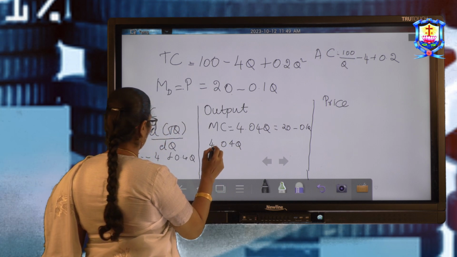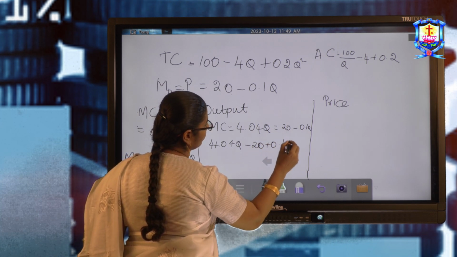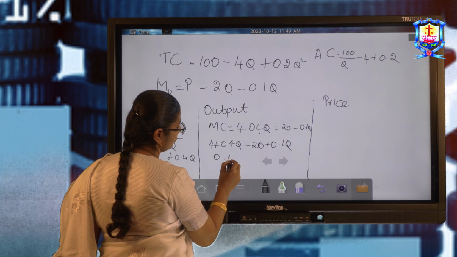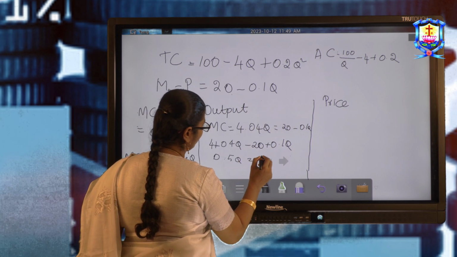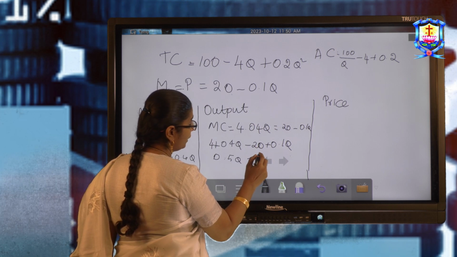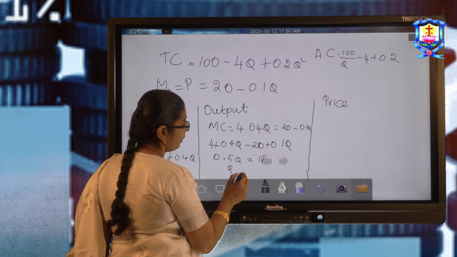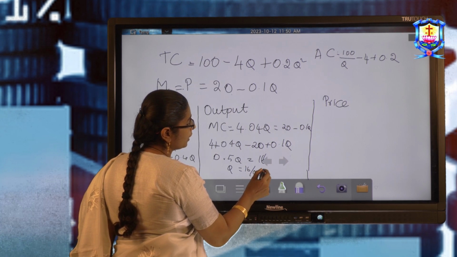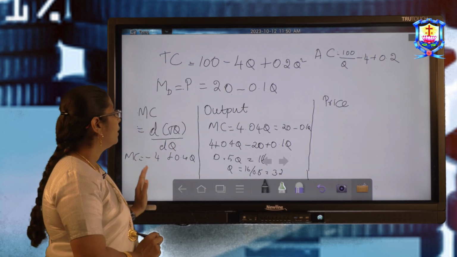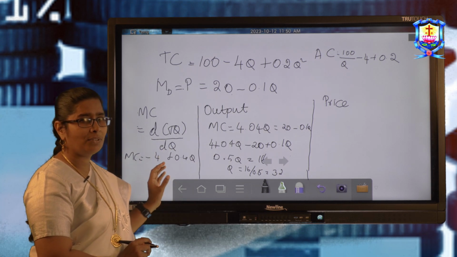0.5Q equals 16, by moving the 4 across and adding it to the 20. So Q will be 16 by 0.5, which gives you 32. So the Q value we derived is 32 units. Now we can substitute this Q value into our AC function and MC function to derive the exact numbers.